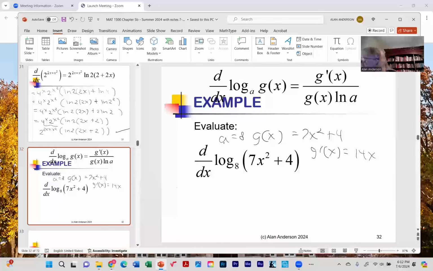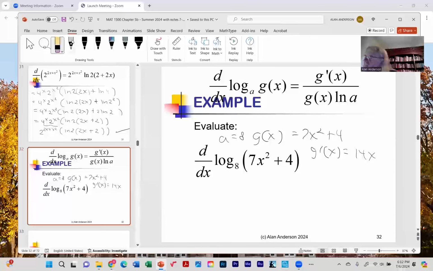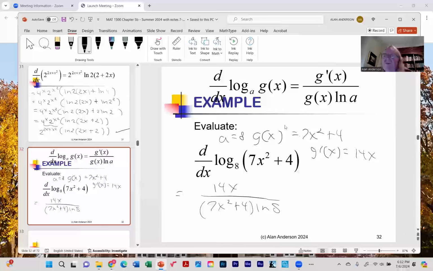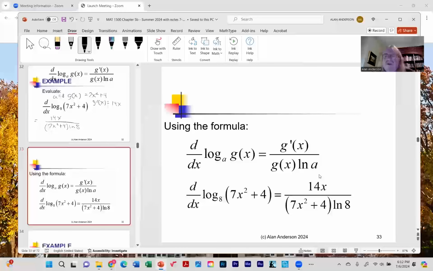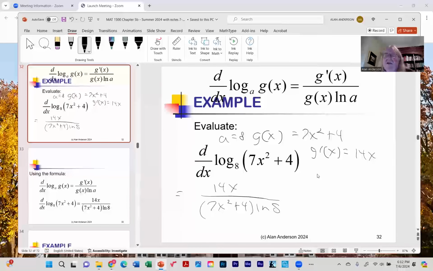So according to this formula, we're going to have g prime of x in the numerator. In the denominator, we have the g of x and here we have the log of a, which is 8. And that's it. We can't do any more simplification here. 14x over 7x squared log 8, and we're done. So the key here is to recognize which case we're looking at. There wasn't any opportunity here to do any simplification, so we'll just go ahead and use the rule.